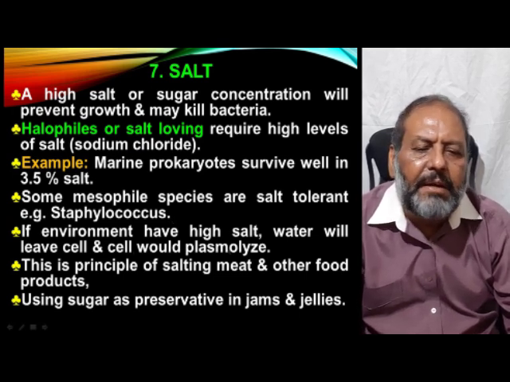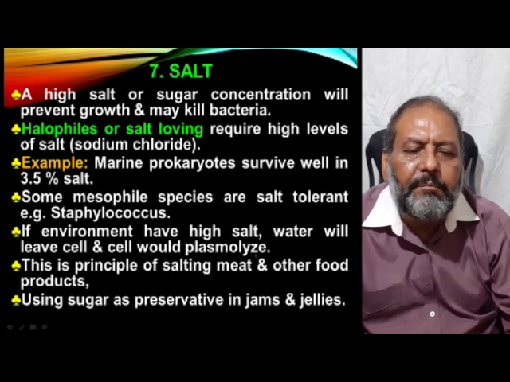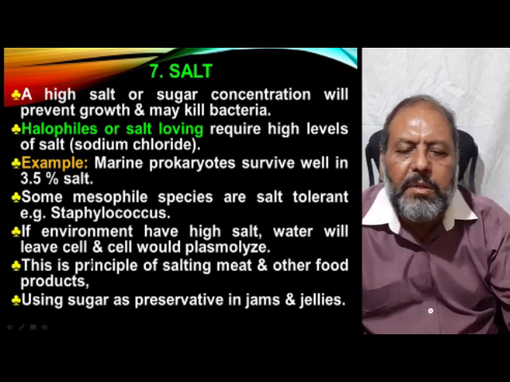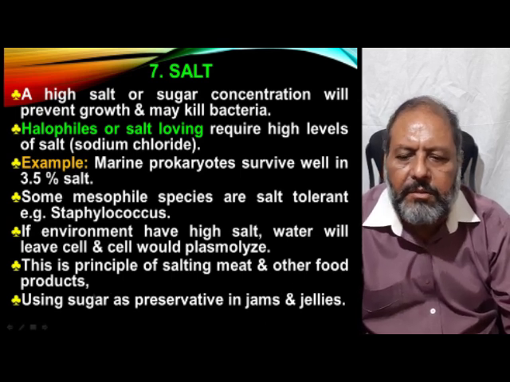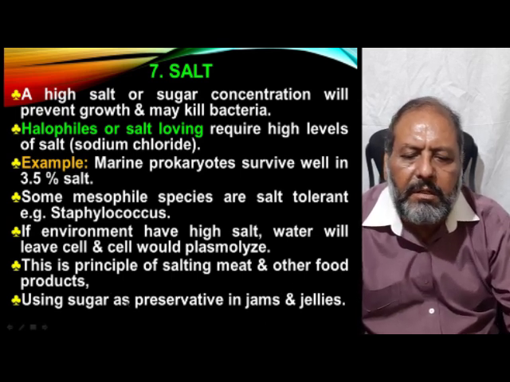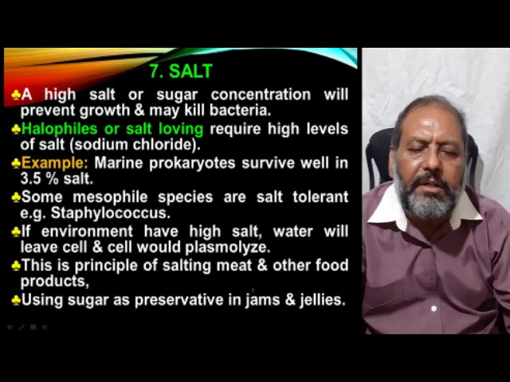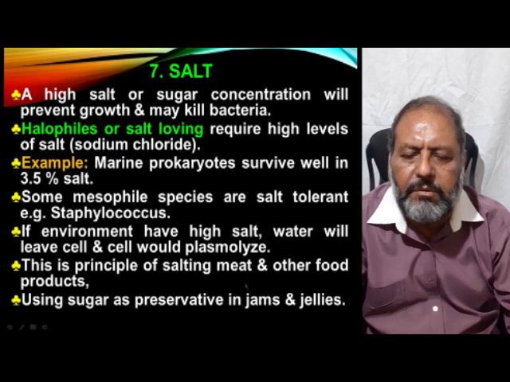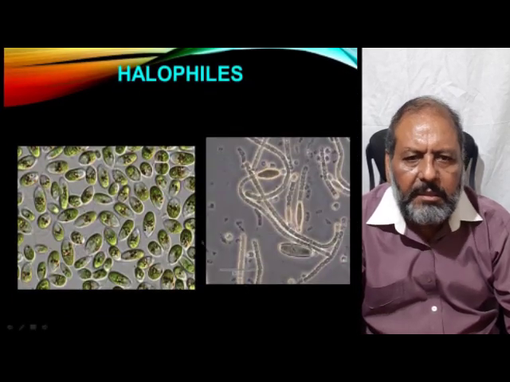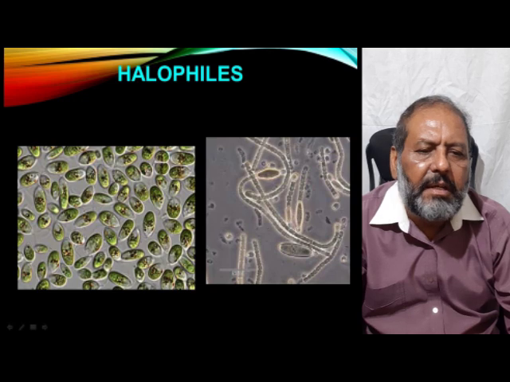If the environment has high salt, water will leave the cell and the cell will plasmolyze. That is the principle of salting meat and other food products. Using sugar as a preservative in jams and jellies preserves these products for a longer time. Here are the bacteria which are halophiles.